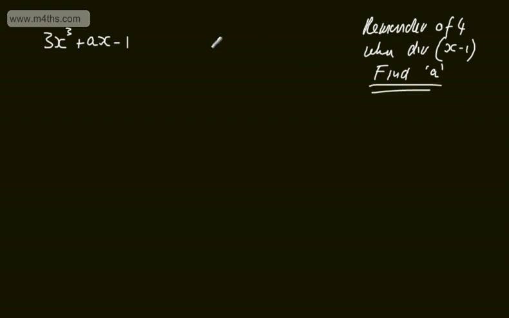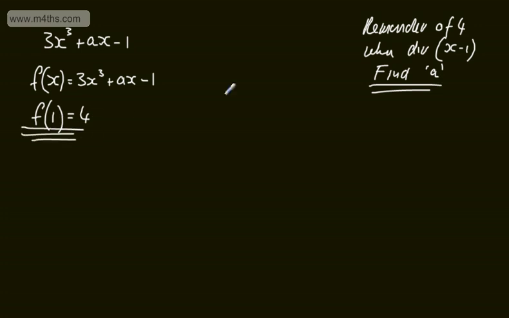So what we've got then is this cubic in x. We've got a constant, which is a. We're told the remainder is 4 when it's divided by x minus 1, and we need to find the value of the constant a. So let's write this, and we'll define the function of x to be 3x cubed plus ax minus 1. So all I've done is let f of x be equal to our cubic expression here. So what I can state now is that f of 1 will be equal to 4.